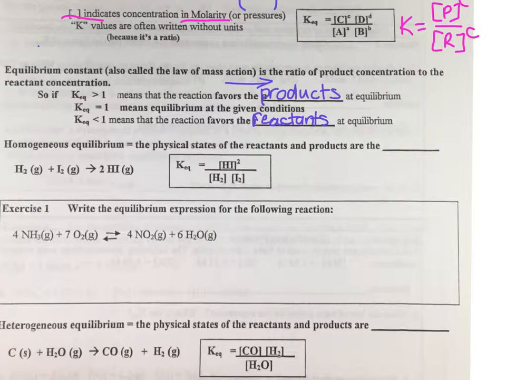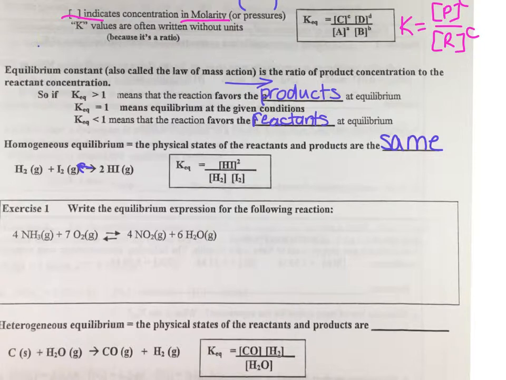Okay? So homogeneous equilibrium just means the physical states of your reactants and products are the same. Just like a homogeneous mixture means it looks uniform throughout, or the same throughout. All right, so looking at our example, we have some hydrogen gas, some iodine gas, and then it's creating hydrogen iodide, okay? So if I wanted my equilibrium expression, we're going to just fix that. There you go. Give it a double arrow. You should have a double arrow if you're going to put something into an equilibrium expression.